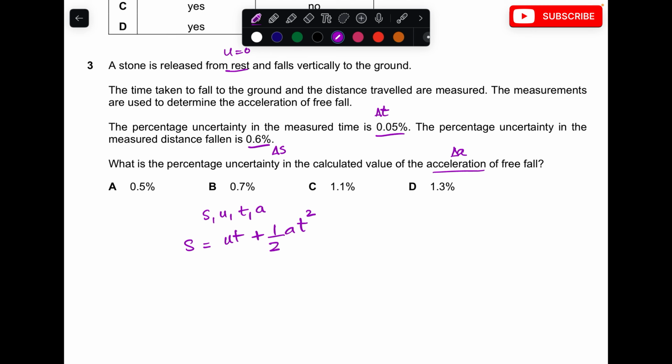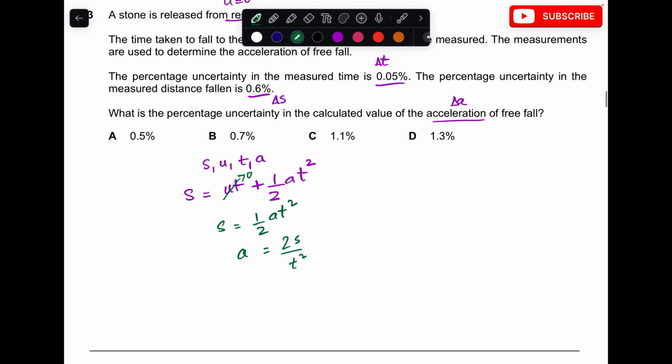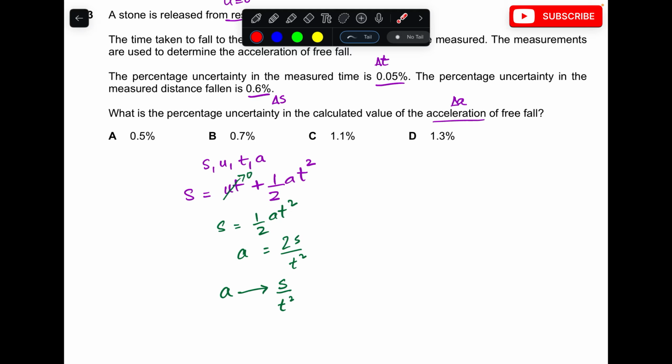First you have to make a the subject. If you see the formula, this u is 0, so this term will be 0. So s will be equal to 1 by 2 at squared, and a will be equal to 2s divided by t squared. So our a uncertainty depends on s and t squared. If you remember the rule for uncertainties, when the values are multiplied or divided, the fractional or percentage uncertainties will be added. And there is also a power factor on them. So the power factor rule will also be applied.